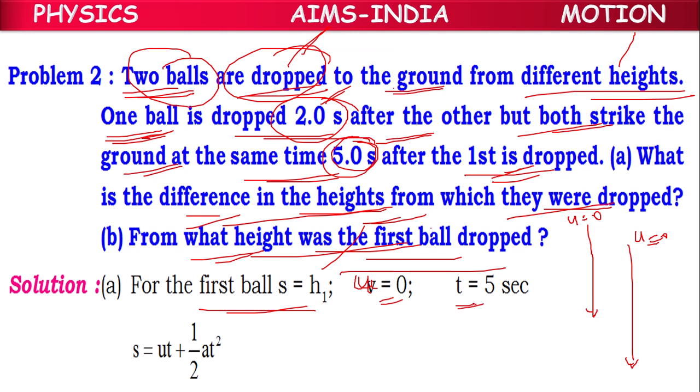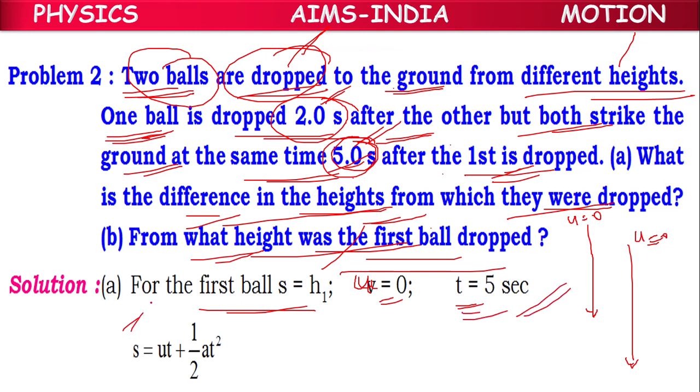And the time: both strike the ground at the same time, 5 seconds. Means for striking the ground, they take a time of 5 seconds. But the second one will touch the ground after the first one. So time is 5 seconds, children.